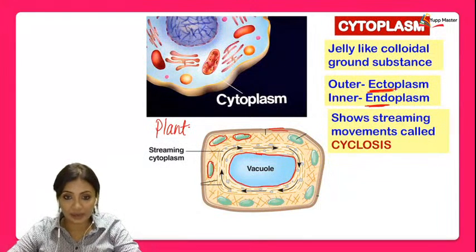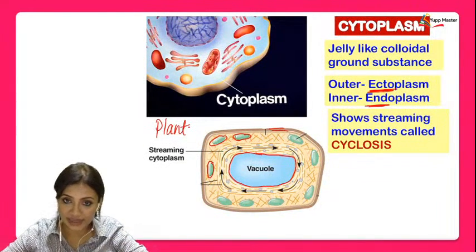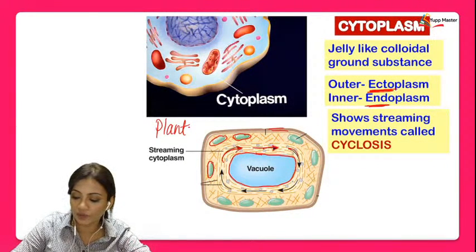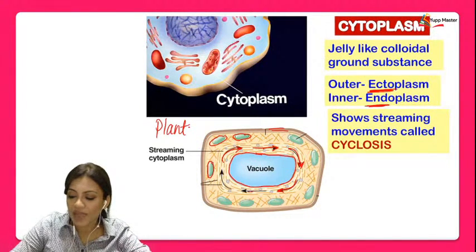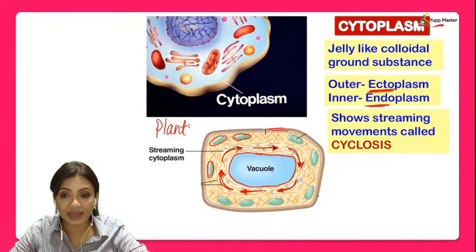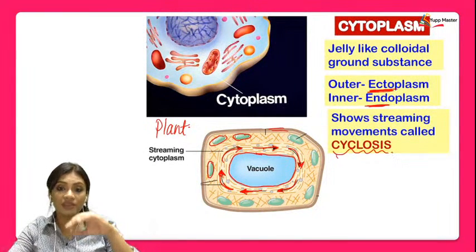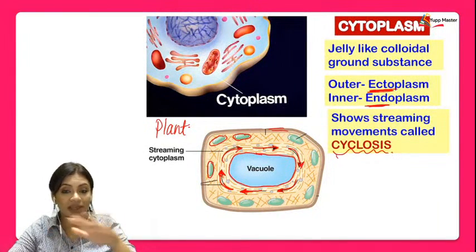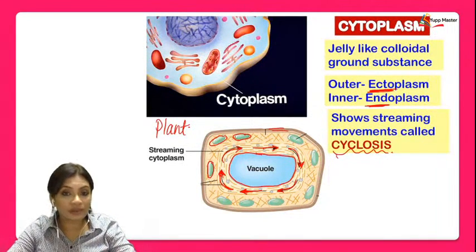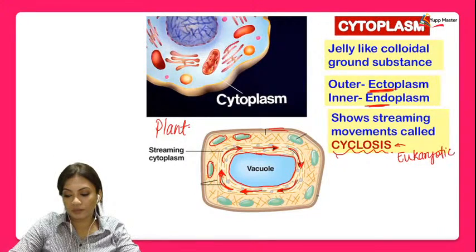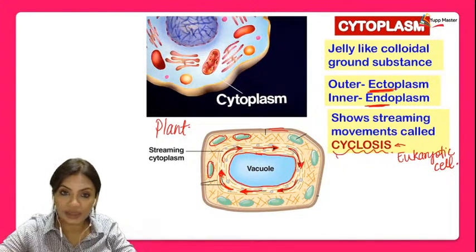Now here we see that the cytoplasm inside it is going to be continuously circulating. This type of circulation happening inside here is going to be called streaming movements, or you may call it cyclosis. Remember, this property of cyclosis was not at all seen in the prokaryotic cell. This is a definitive feature of a eukaryotic cell, seen only in eukaryotes.